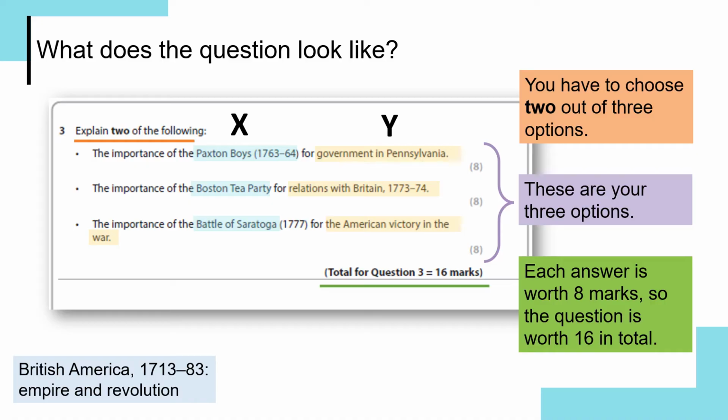So here, the X part I've highlighted in blue: the Paxton Boys. For the Y part: government in Pennsylvania. The importance of the Boston Tea Party, the X, for relations with Britain, the Y part. So think of it as the importance of X for Y. Writing an answer just on the X part, the importance of the Boston Tea Party, would really limit your marks if not linked to relations with Britain.